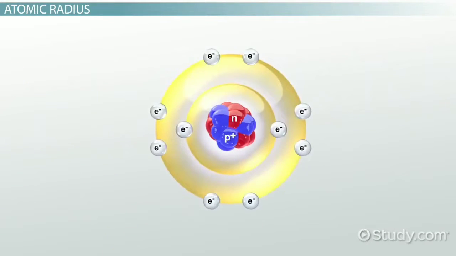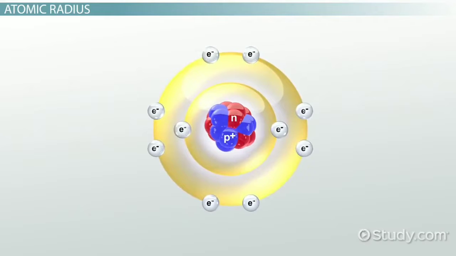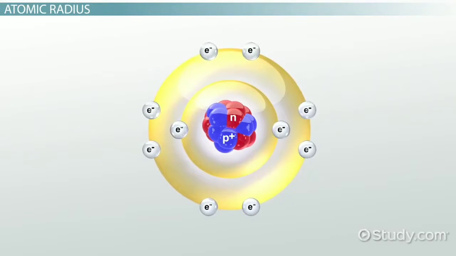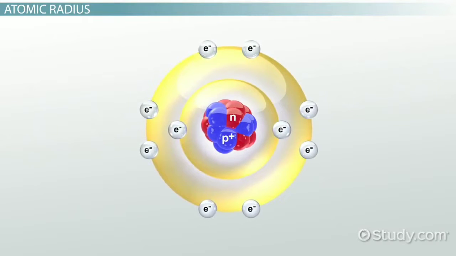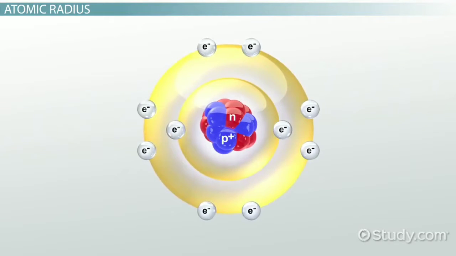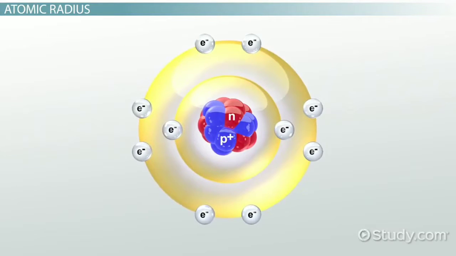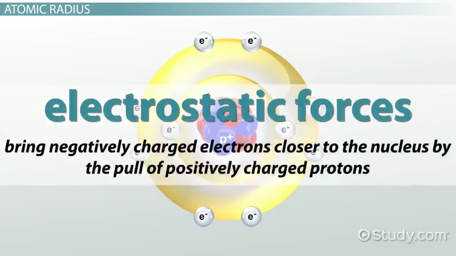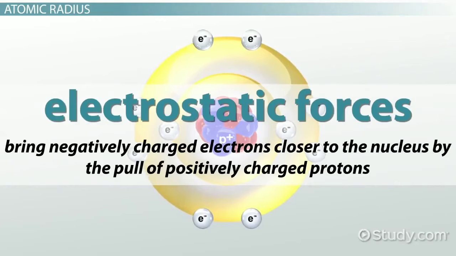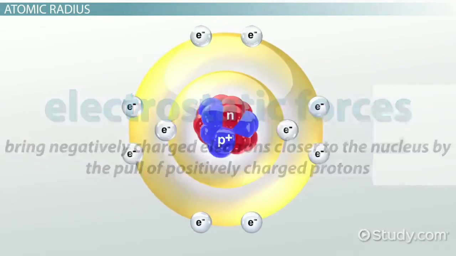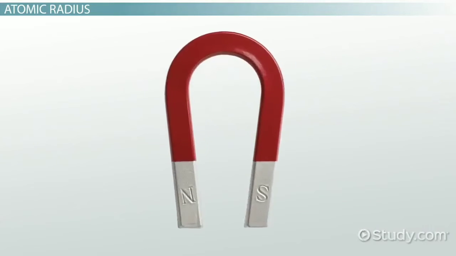In order to understand how this works, let's take a step back and look at a few fundamental concepts regarding atoms. We know that neutral atoms have the same number of protons and electrons in order to balance out the positive and negative charges. Atoms are held together by electrostatic forces, which bring negatively charged electrons closer to the nucleus by the pull of positively charged protons, much like the attraction of opposite poles of a magnet.